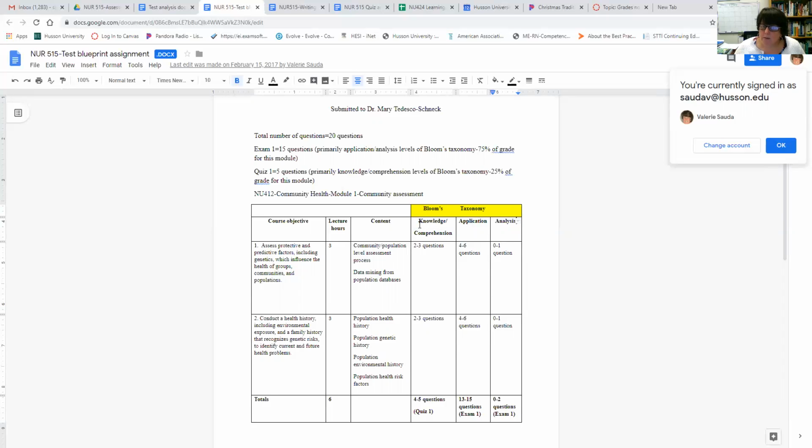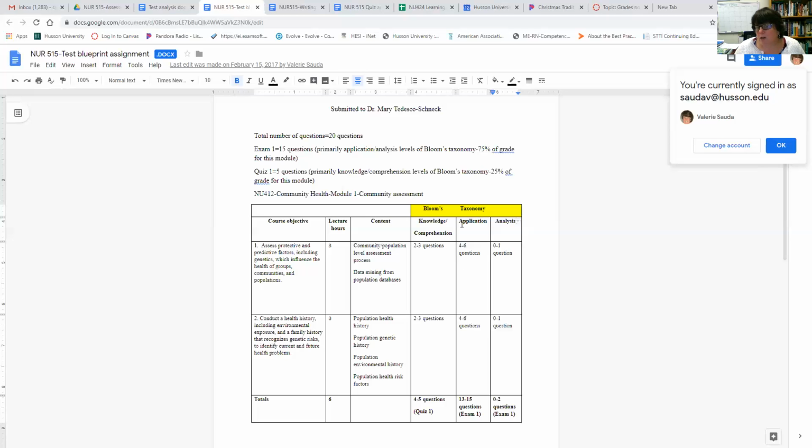So our first level, our basic level, is knowledge and comprehension, usually used for things like definitions, trying to understand information, making sure that the student has a basic understanding. So for example, a list of predictive factors for genetics for a population or group was an important piece of knowledge.